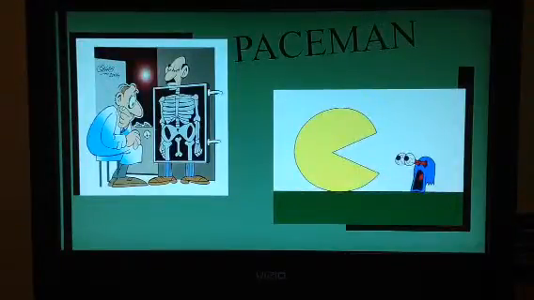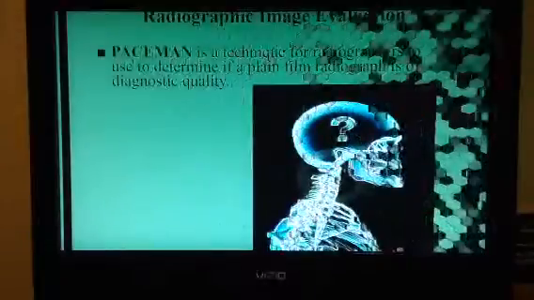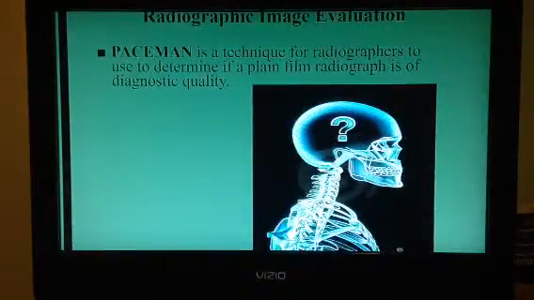This little video is for students in the APTR program in Positioning 1, Positioning 2, and Rad 2. We're going to talk about PACEMan today, not to be confused with PACMan. PACEMan is a technique for radiographers to use to determine if a plain film radiograph is of diagnostic quality. This is a question that comes up every time an image is performed.